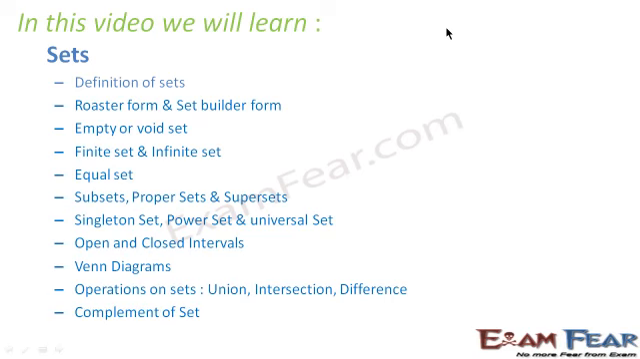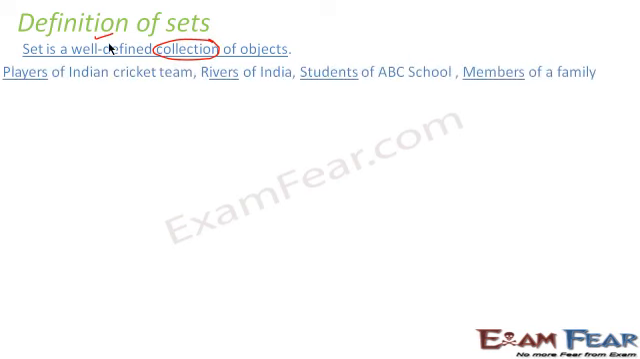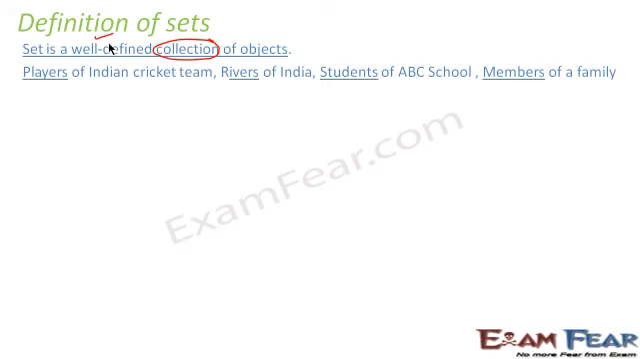Let's start. What is set? Set is a well-defined collection of objects. Please note, it is nothing but collection of objects that is well defined. For example, when I say players of Indian cricket team, this is one set.